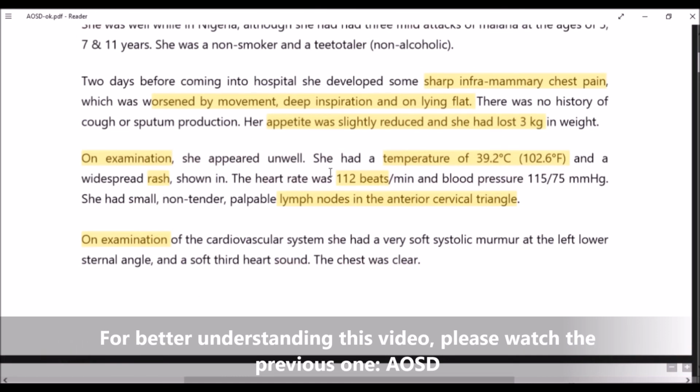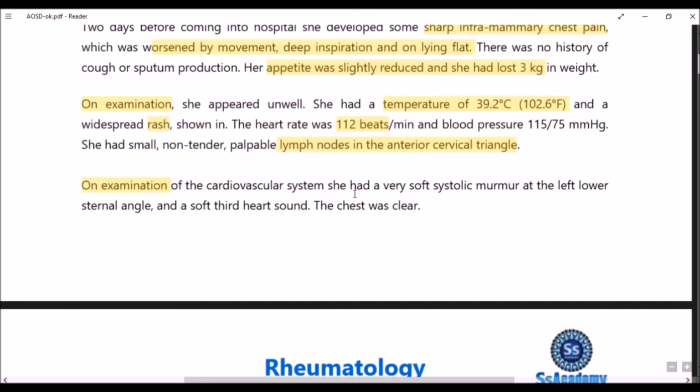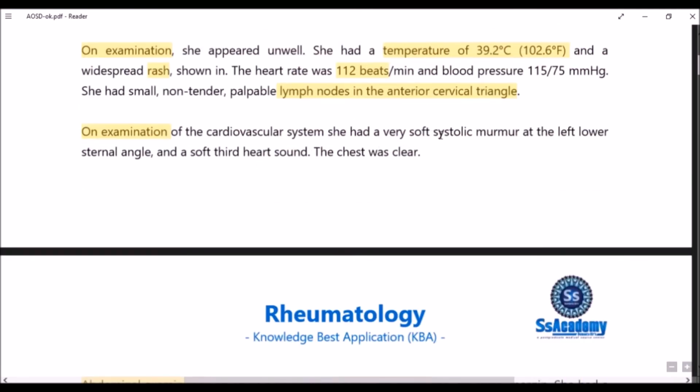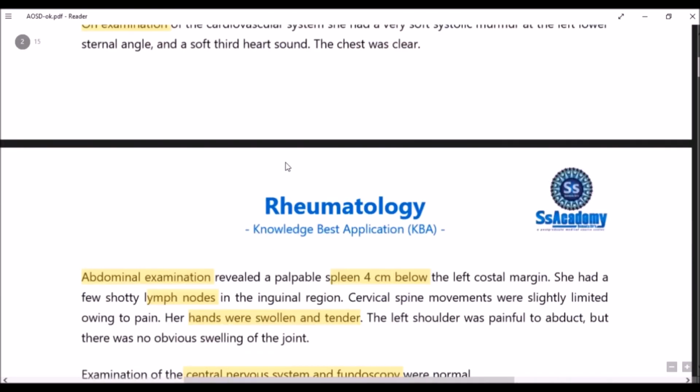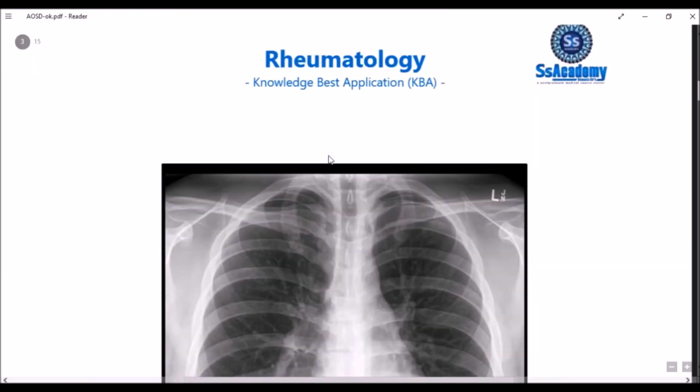On examination, she appeared unwell. She had a temperature of 39.2. Okay, SLE can cause fever, rash, heart rate. SLE can cause lymph node enlargement. Okay. On examination, cardiovascular system, soft systolic murmur, okay, confusing in your mind. Abdominal examination revealed a palpable spleen, once again. Yes, SLE can cause that. Cervical spine cannot move, hands are swollen, tender, confusing. Alright, central nervous system, fundoscopy normal. Alright, SLE. Alright, done, SLE.